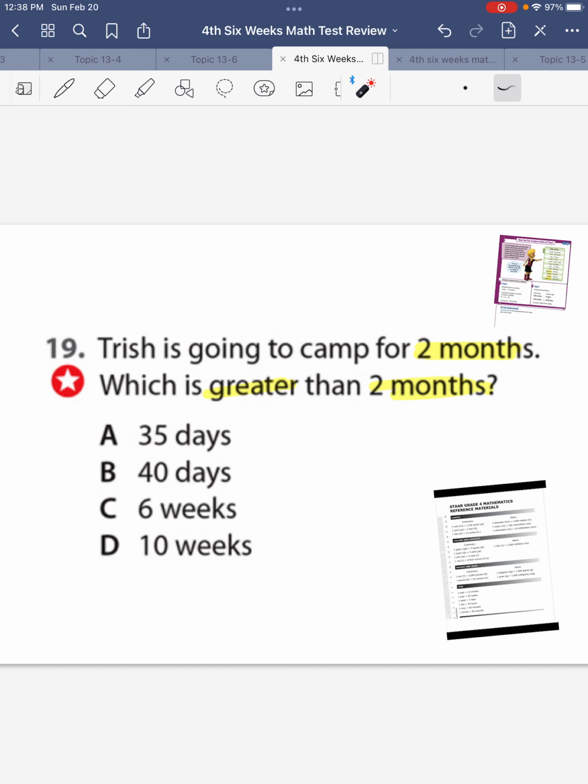So if you remember, we cannot compare if they're different units, if they're different things. So for example, days and months are different. I cannot compare them. Weeks and months are different. I cannot compare them. I have to make them the same. Okay, so let's go with days.